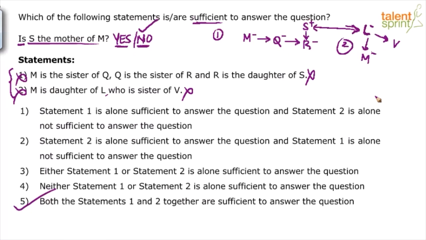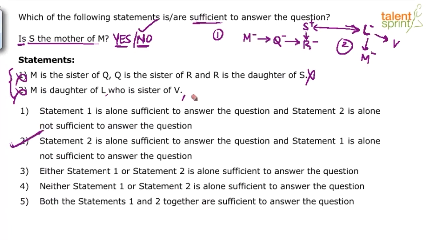Hold on, guys. I think it should not be option 5. Look at it once again. Is S the mother of M? Here we know that L is the mother of M. So is S the mother of M? No. I think yes. Statement 2 alone is sufficient. Okay. So thank you for pointing that out. Sorry, I think even I've got it wrong. Answer should be option 2. Statement 2 alone is sufficient.